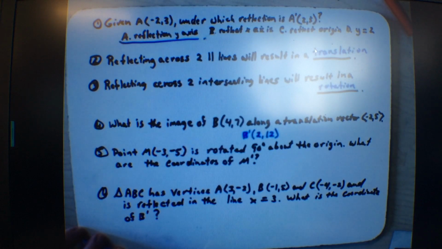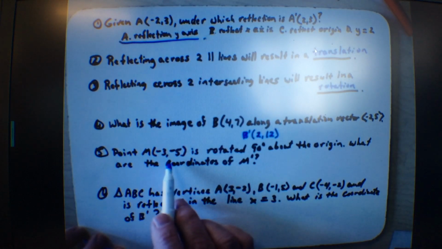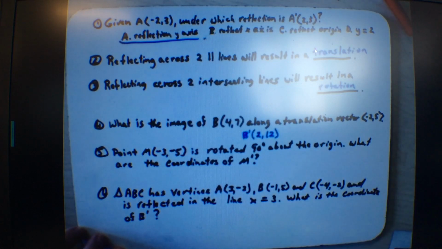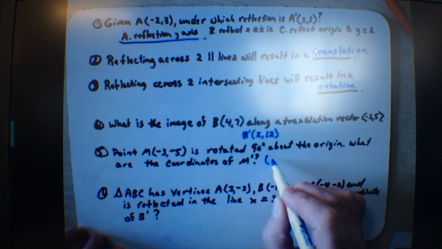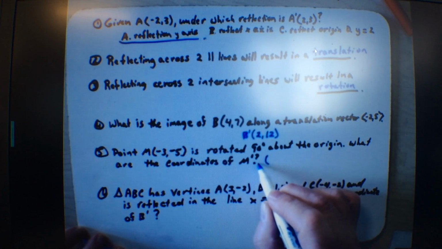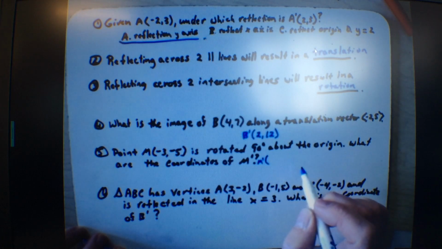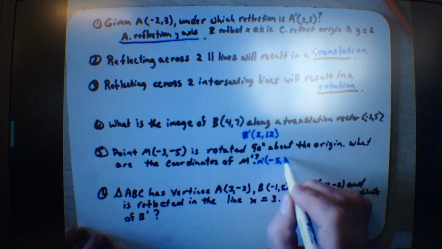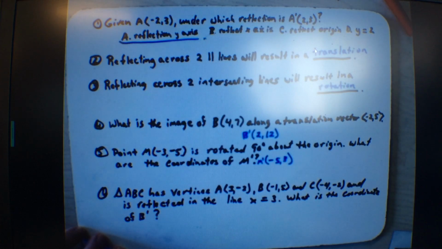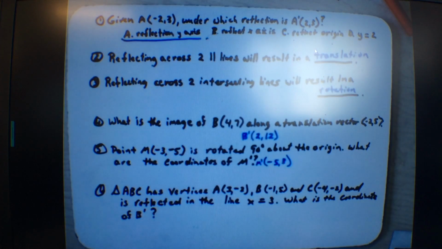Yeah. All right. Point M (-3, -5) is rotated 90 degrees about the origin. What are the coordinates of M prime? It'd be (-5, 3). This is what she says. Is that true? No, it's (5, -3). You better look it up. It's (5, -3). Yeah, it's (-5, 3). No, it's (5, -3). You better figure it out. It's (5, -3).